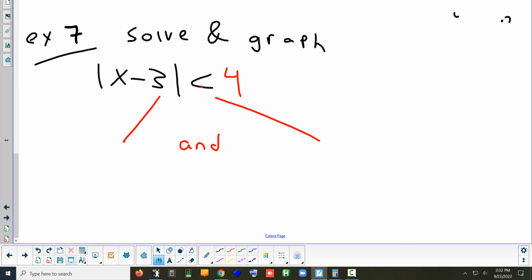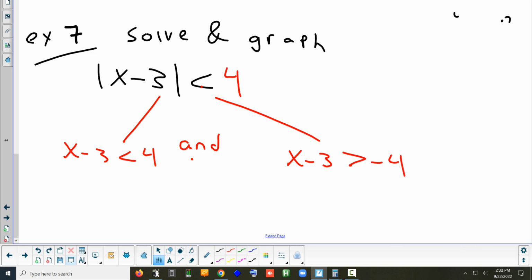Now, split it apart. What's my first inequality that this would split into? This is the easier one. We don't have to do much to it. Yep. X minus 3 is less than 4. Yep, just take the bars away. And you could solve that, but I like to get the other one first. So x minus 3 is less than 4. And what's my second one? Yep. X minus 3 is greater than negative. Flip, make negative.